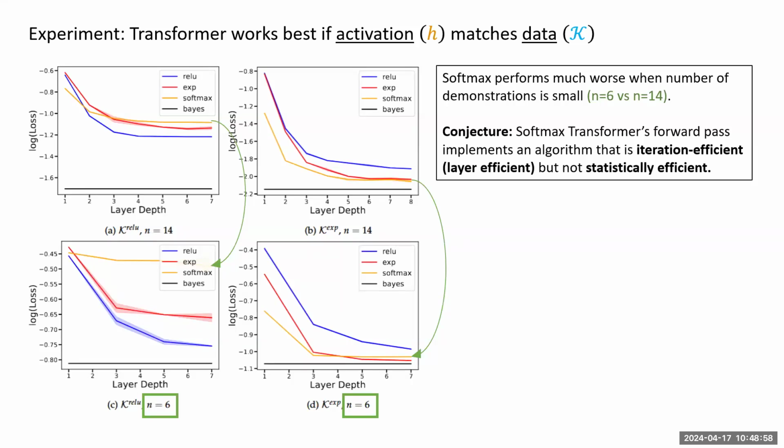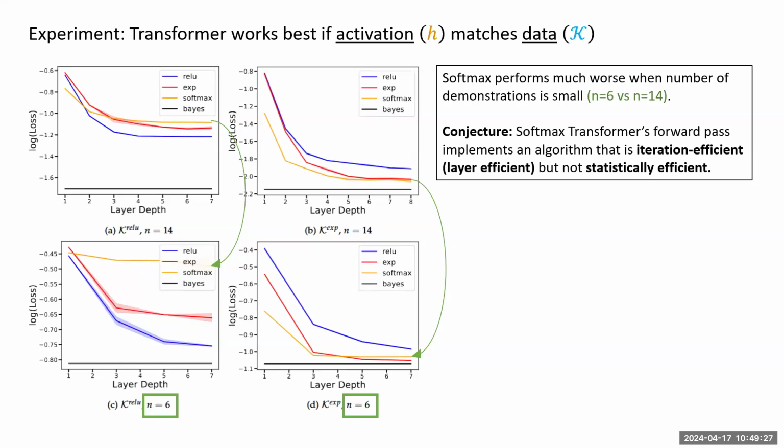Another interesting observation is that the performance of softmax becomes significantly worse when we have a shorter context length. The top two plots are when n equals 14. The bottom two are when n equals 6. And we can see that softmax does much better relative to everyone else when n is only 6.